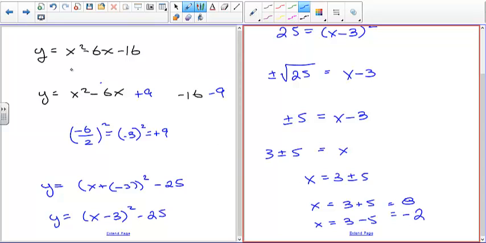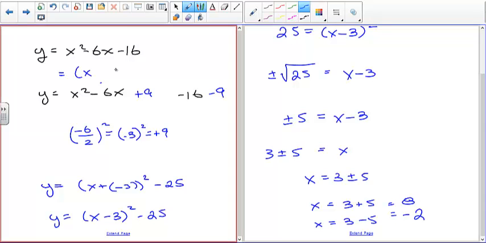If you go back to the original one, and you see what you get here, these are the zeros. So the factors: the factor associated with x equals 8 is x minus 8, and the factor associated with x equals negative 2 is x plus 2. And if you check it out, you'll get your right answer. So x times x is x squared. Negative 8x plus 2x is negative 6x, and negative 8 times positive 2 is negative 16. So that's how you use completing the square.